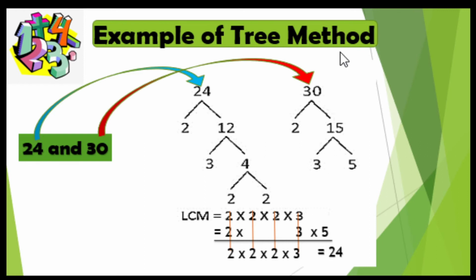Example of tree method in finding the least common multiple. In finding the least common multiple of 24 and 30, you have to factorize 24. You have to factorize also 30. And then, use the prime numbers of 24, bring down below. Use also the prime numbers of 30, bring down below. And then you have to multiply 2 times 2 times 2 times 3 is equal to 24. Therefore, the least common multiple of 24 and 30 is 24.